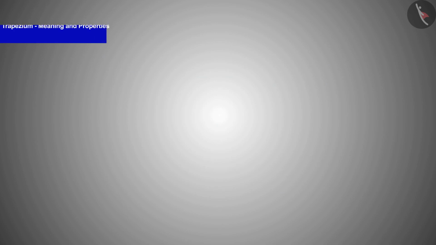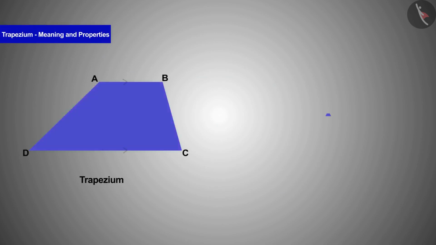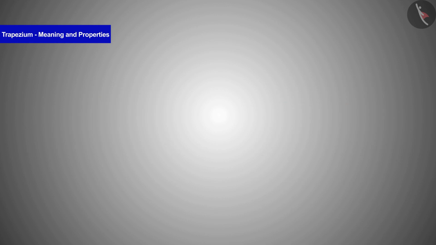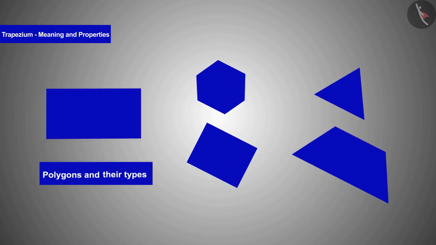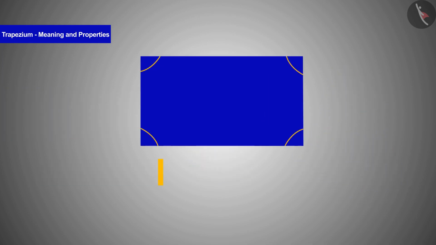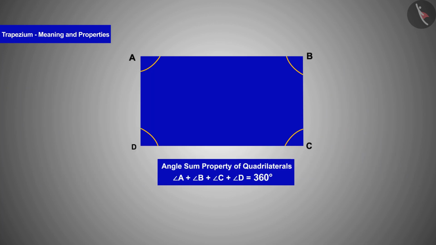Today in this video, we will understand trapezium, isosceles trapezium and properties of trapezium and isosceles trapezium. So far in geometry, we have come to know about polygons and type of polygons, quadrilateral and angle sum property of a quadrilateral.